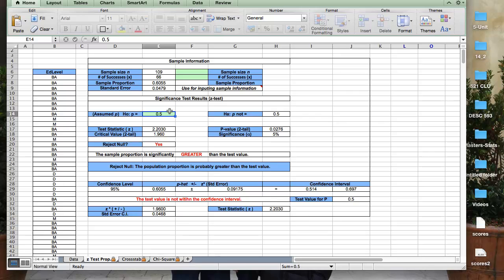Our confidence interval can help us offer a revised estimate of the true proportion of BAs. At 95% confidence, I would estimate somewhere from 51% to 69.7% of the population of cardholders will be BAs. And we could see clearly that the interval range excludes the test value of 50%.